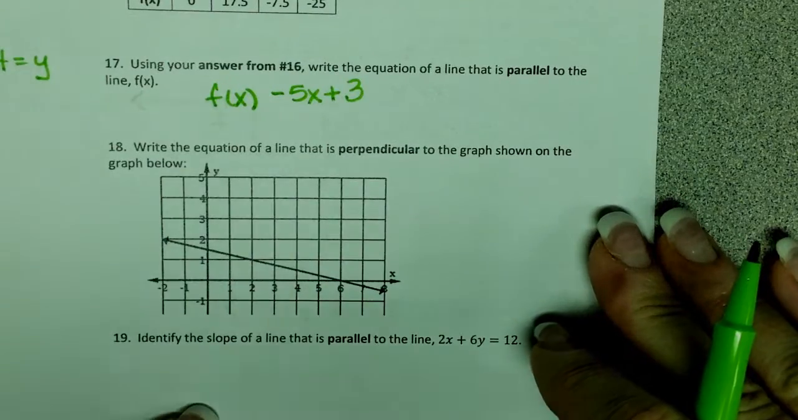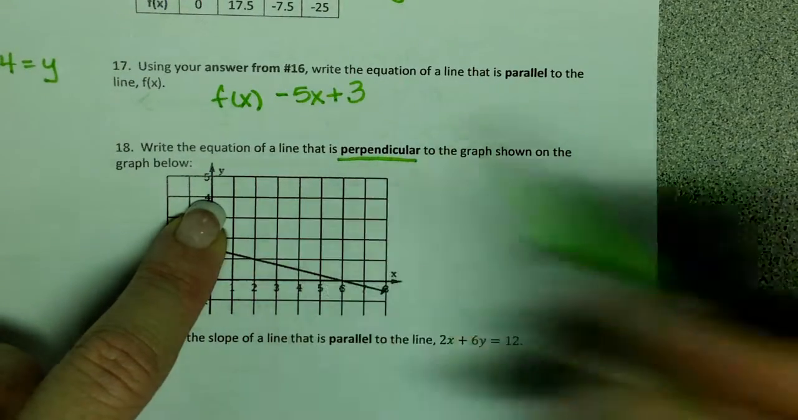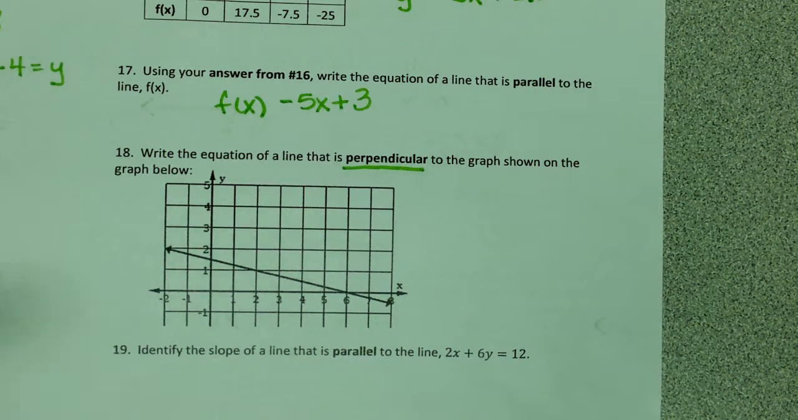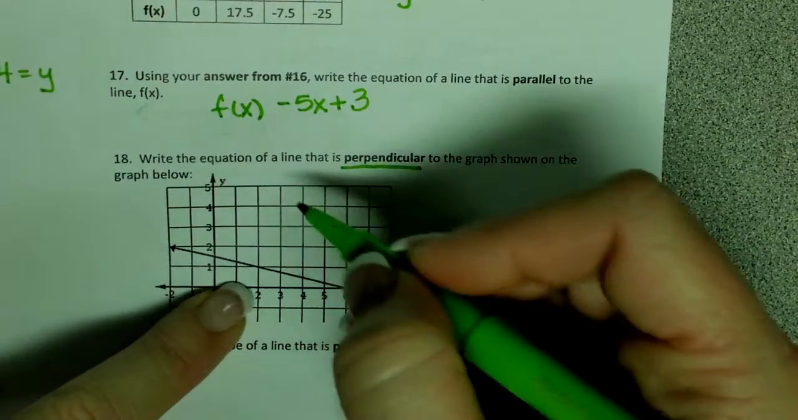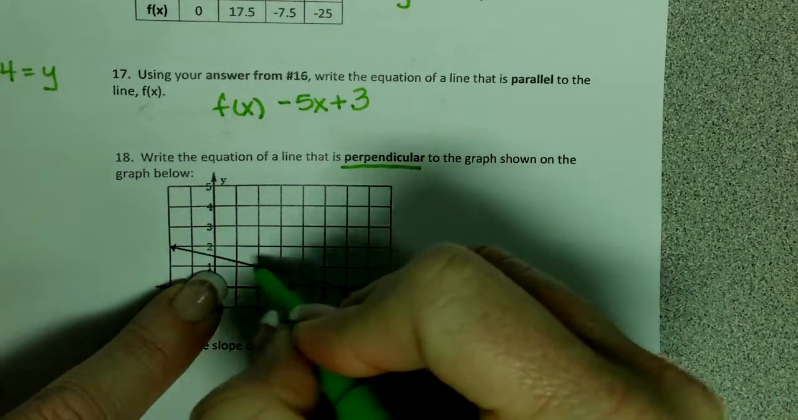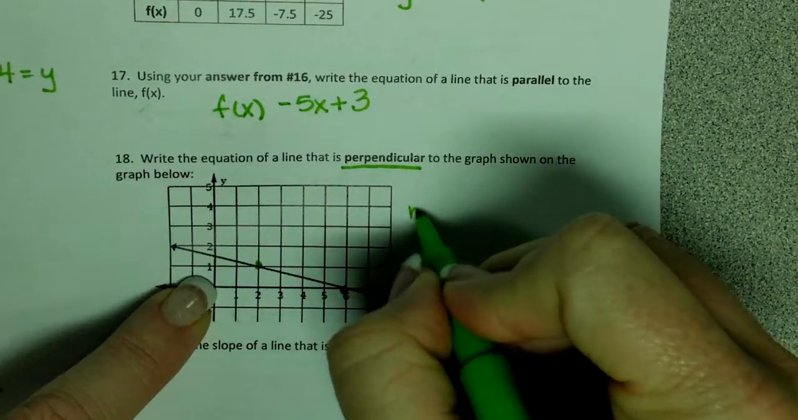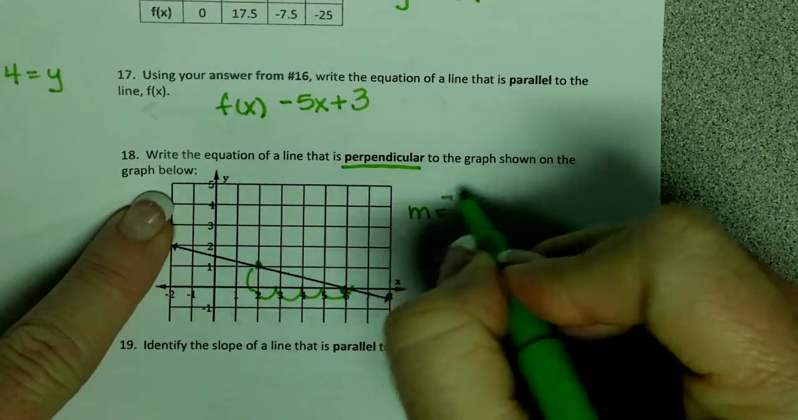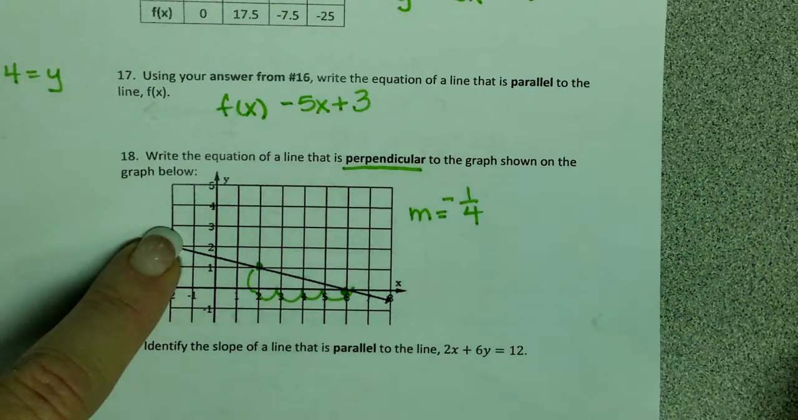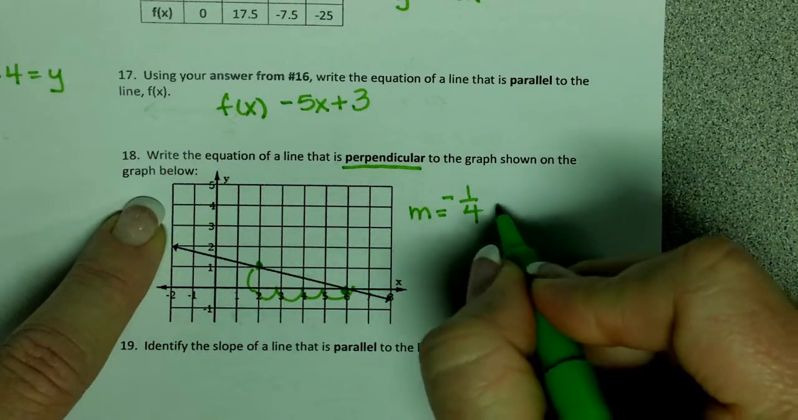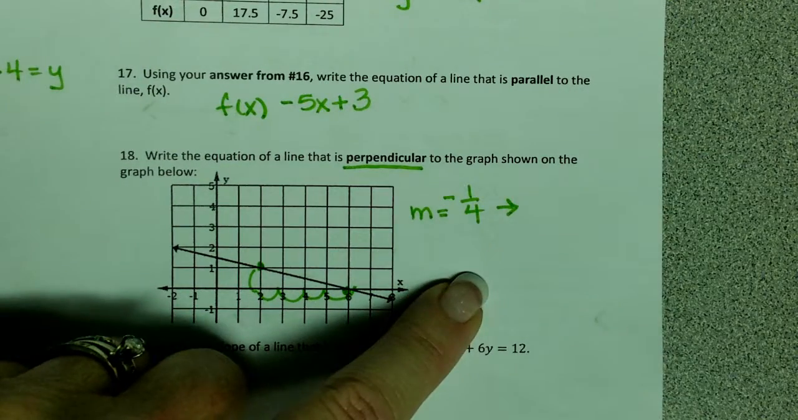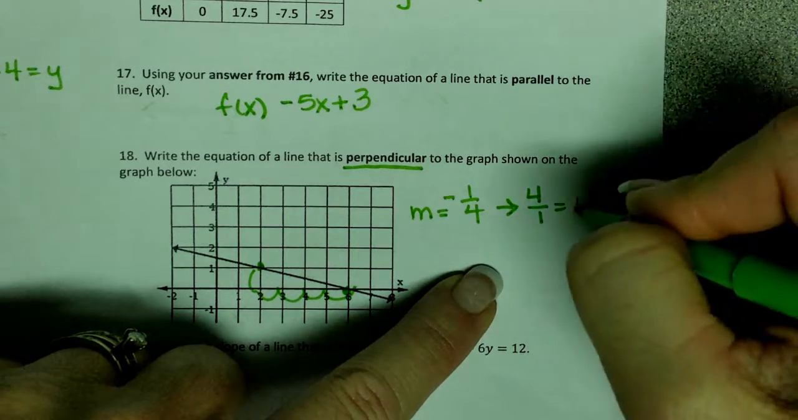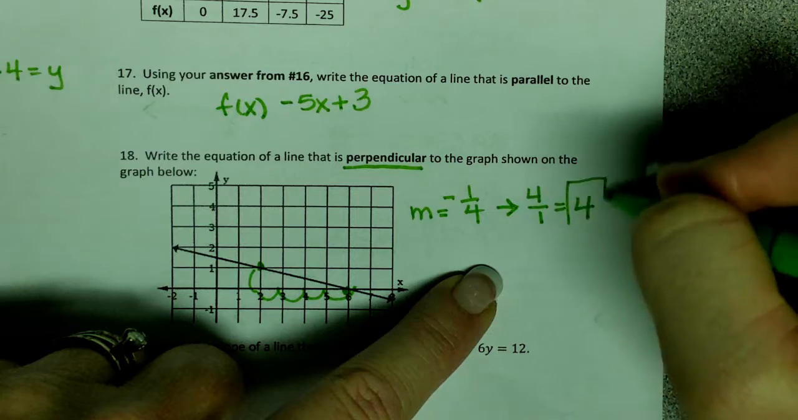All right, number 18. It says write the equation of a line that is perpendicular to the graph shown below. So we have to have a different slope. Let's first find what our slope is here. I have a perfect point here and a perfect point here. Going down 1, 2, 3, 4. So negative 1 over 4. In order to have a graph that's perpendicular, my slope has to become positive 4 over 1, which equals 4.